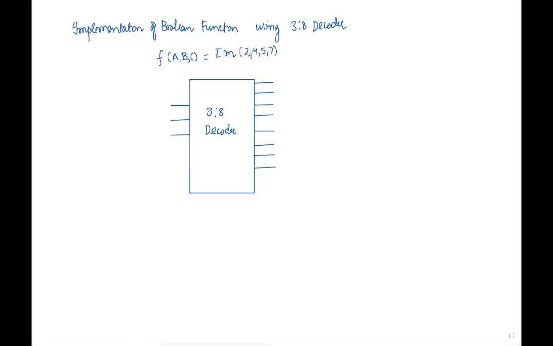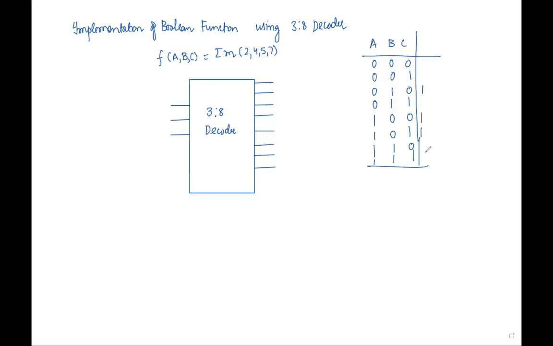Now it is being asked that you are supposed to implement this. So what is this actually? If you look at this, this is nothing but a truth table corresponding to ABC, and corresponding to that you are being provided some outputs like this. So outputs will be high at 2, 4, 5, and 7. These are your outputs.